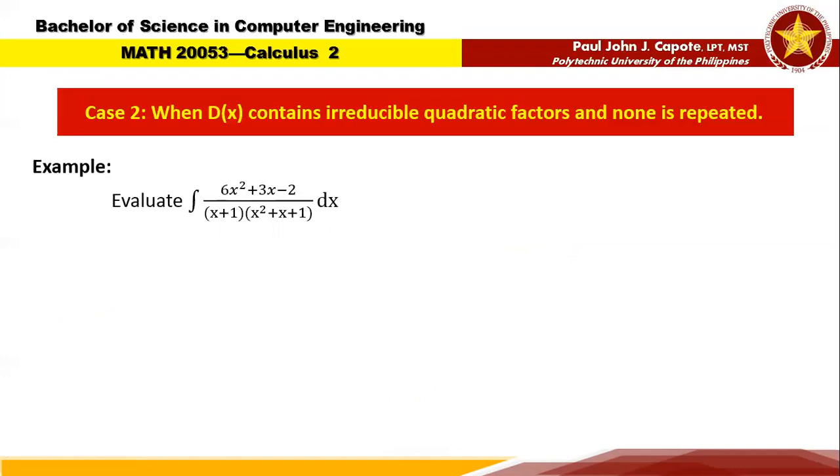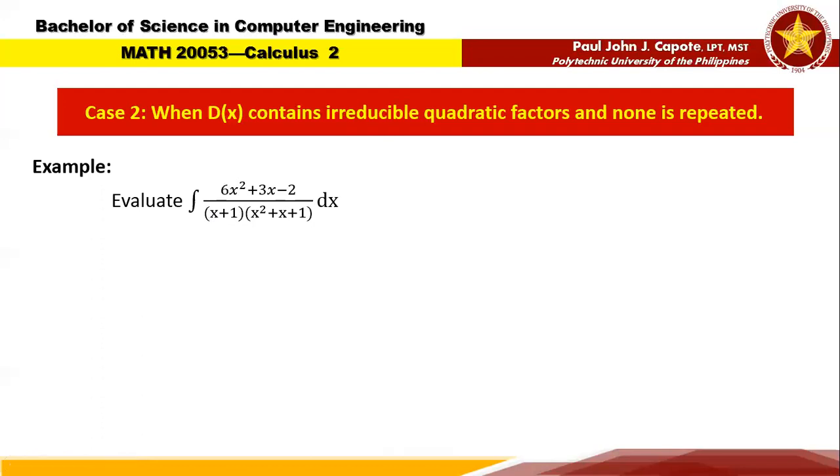Now let's have an example. We will evaluate the integral of 6x squared plus 3x minus 2 all over the product of the two factors x plus 1 and x squared plus x plus 1 dx. Notice that this integrand is a proper rational fraction, since the degree of the numerator is less than the degree of the denominator.